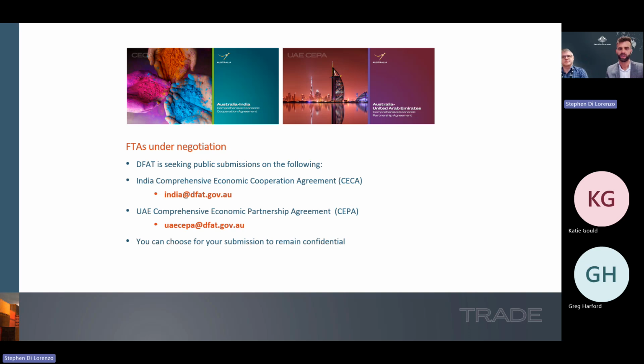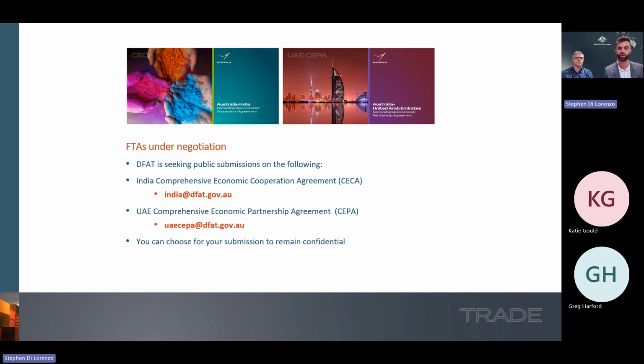Fantastic. The other point I'll mention is that DFAT obviously leads on trade negotiations, and we have a few that are currently under negotiation as well. So we are upgrading our current agreement with India to what we call a comprehensive economic cooperation agreement. And we're also in the middle of a first round or several rounds of negotiations with the UAE on a comprehensive economic partnership agreement. And DFAT undertakes consultations with business around Australia to inform our negotiating positions on this.